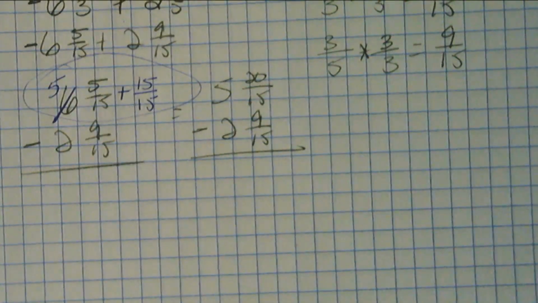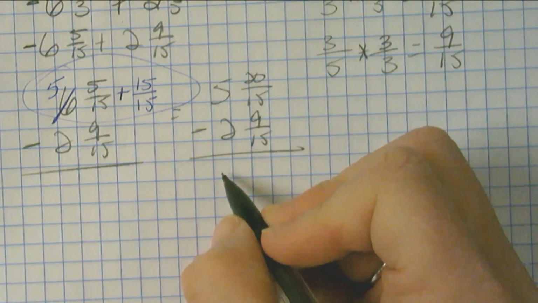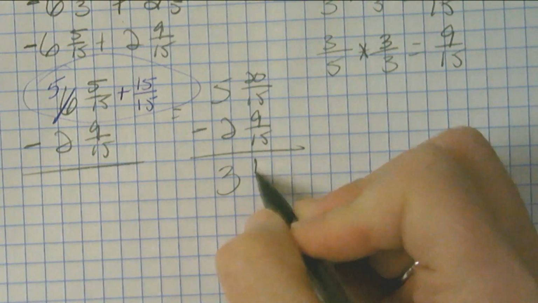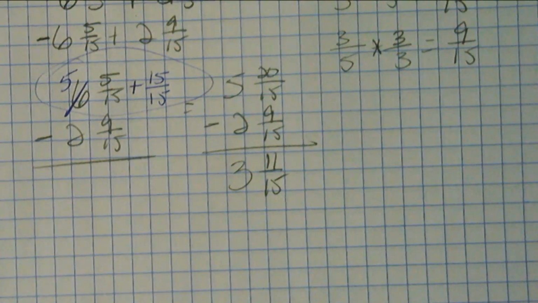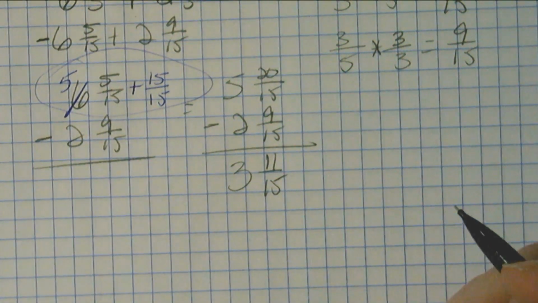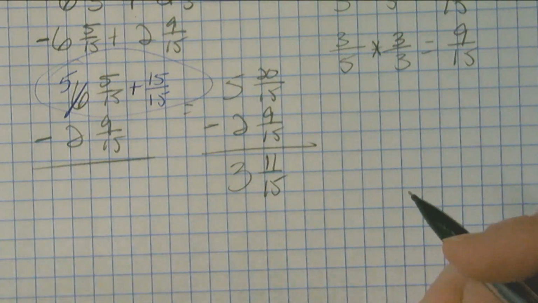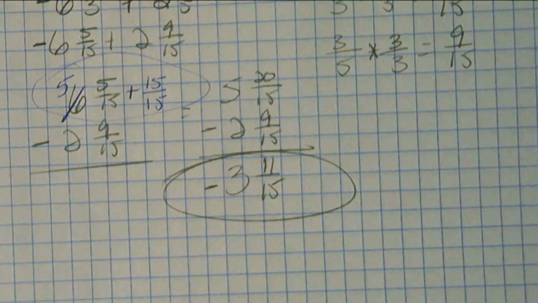Now what, Colin? So now you just subtract. And what do you get? 3, it's okay. 3 and 11/15. All right. Is that going to be positive or negative when I'm all done? Negative. Why? Because the 6 had a greater absolute value. Excellent. Perfect reason why. Nice work.